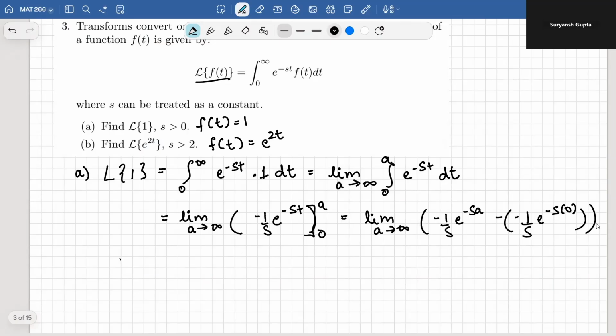Then I can plug in a going to infinity since I'm done with my definite integral. So my next step here would be minus 1 by s e to the power minus s times infinity, because I've accounted for the limit as a tends to infinity. So I'm just replacing my a with infinity now. And the second term becomes minus 1 by s e to the power 0, because s times 0 is just 0.